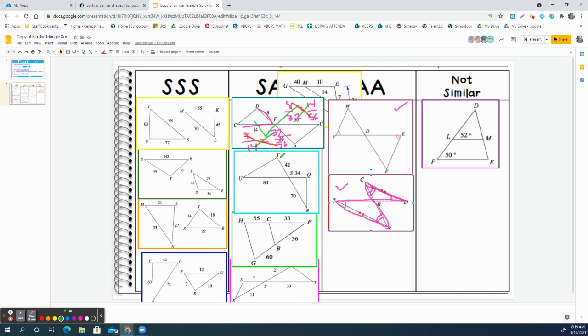We're going to do the same thing here. What proportion can I set up with this light blue one? Do I want to start with the big triangle or small triangle? Okay, guys, this is like a come to Jesus moment, okay? If you're not talking and you're not writing and you don't have your calculator out and you're confused, I can't help.